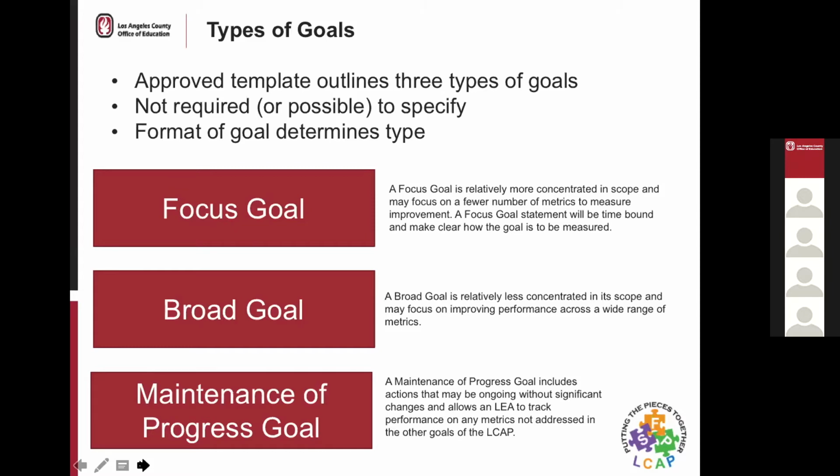As you know, for each goal developed, you're likely to have multiple actions to implement that will be needed to help improve outcomes related to that goal. So many of these considerations are a local decision, but the team coordinating your LCAP development process will want to consider all the possibilities with the input of stakeholders.